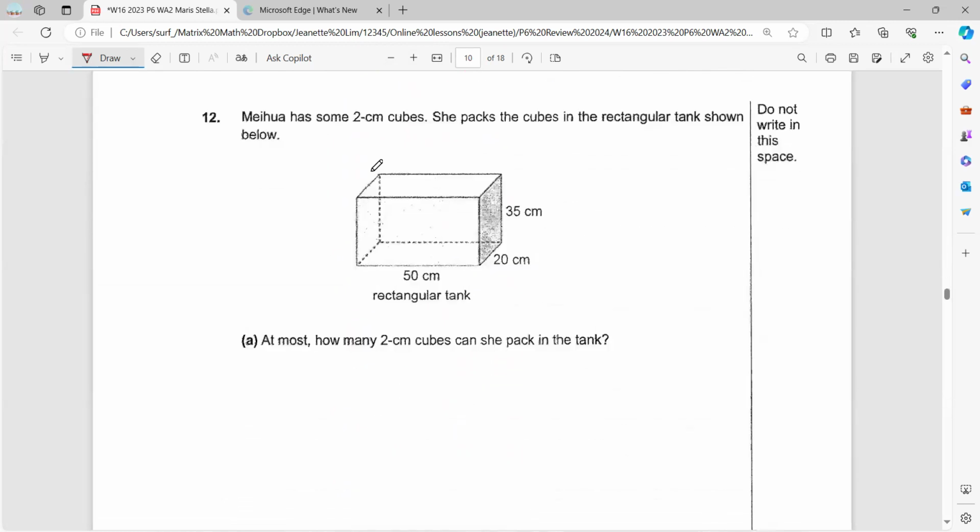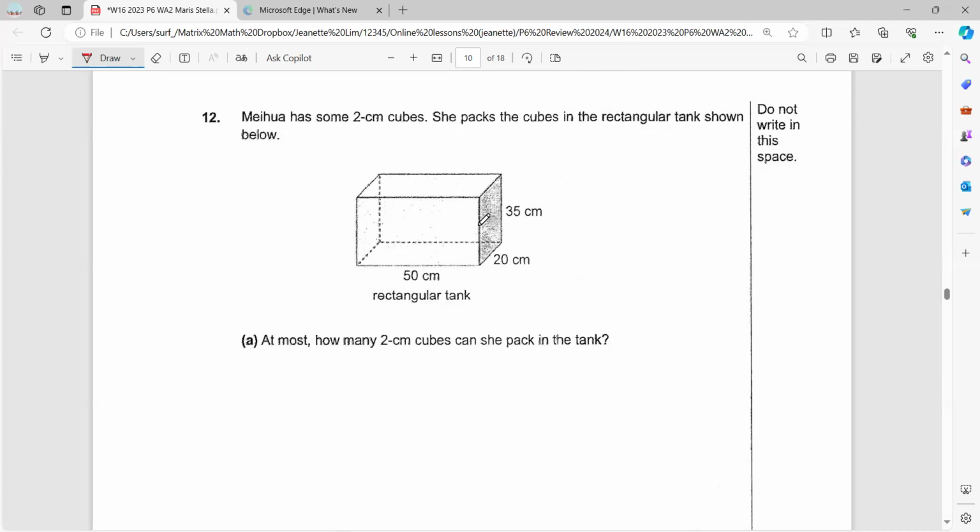All right, next question. Question 12. Mei Hua has some 2 cm cubes. She packs the cubes in the rectangular tank shown below. At most, how many 2 cm cubes can she pack in the tank? So we are supposed to find how many cubes she can fit.